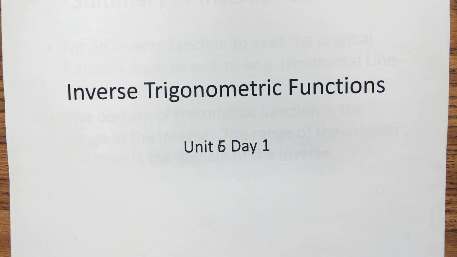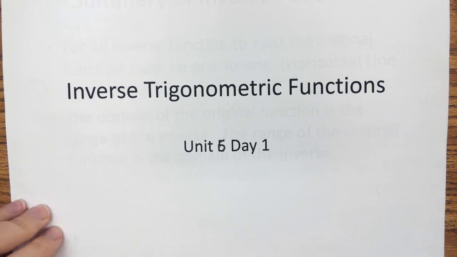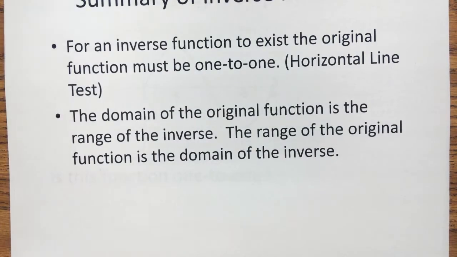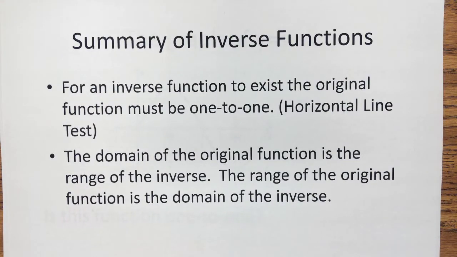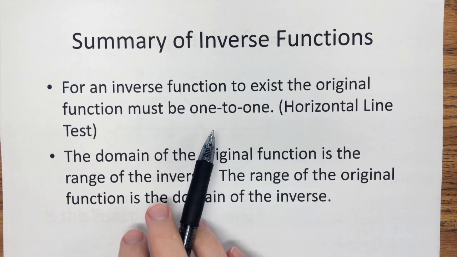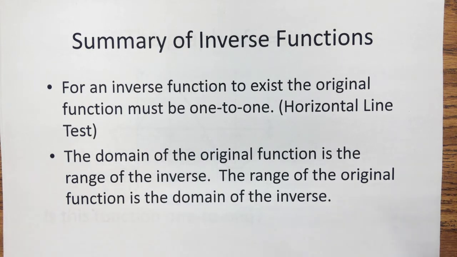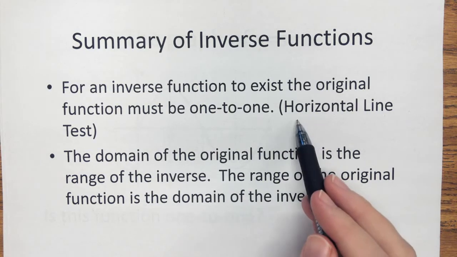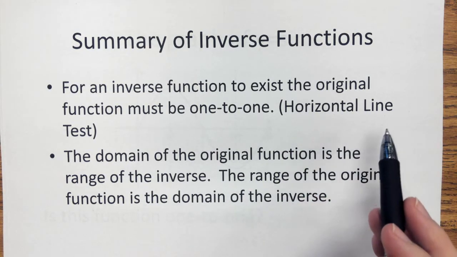Alright everyone, this is your introduction to inverse trig functions, which is really going to be all about knowing your unit circle and using it in new ways. So first of all, for an inverse function to exist, the original function has to be what we call one-to-one, meaning there's exactly one y value for every x value and the other way around. We can kind of see this using a graph with the horizontal line test.